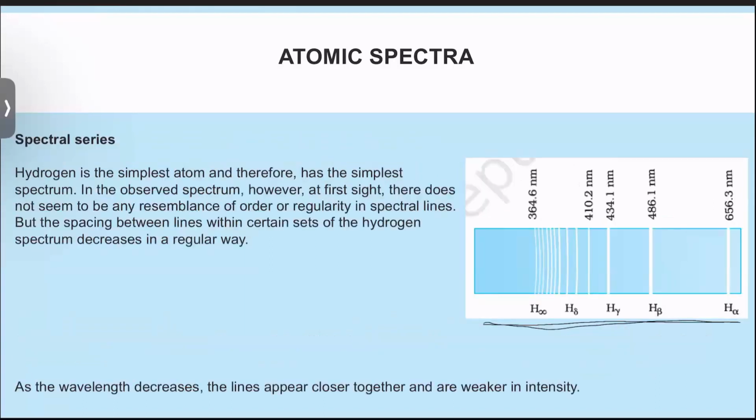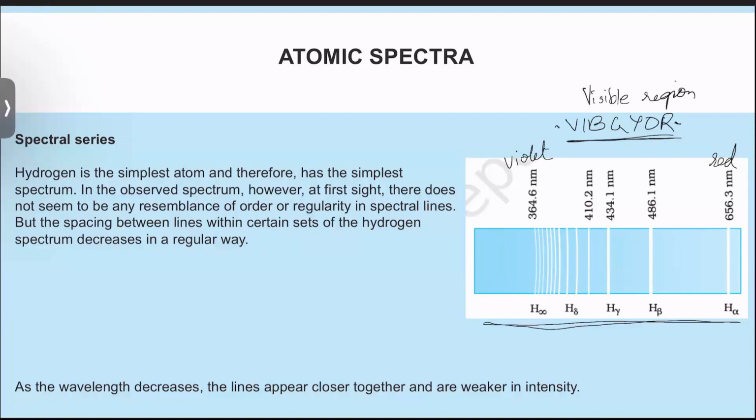He understood that the line with the longest wavelength is 656.3 nanometer, and this corresponds to the color red. And this one is the violet. If you remember, we have VIBGYOR, the different colors that we see in the visible region. So red has the longest wavelength and violet has the shortest wavelength when we are considering the visible region.